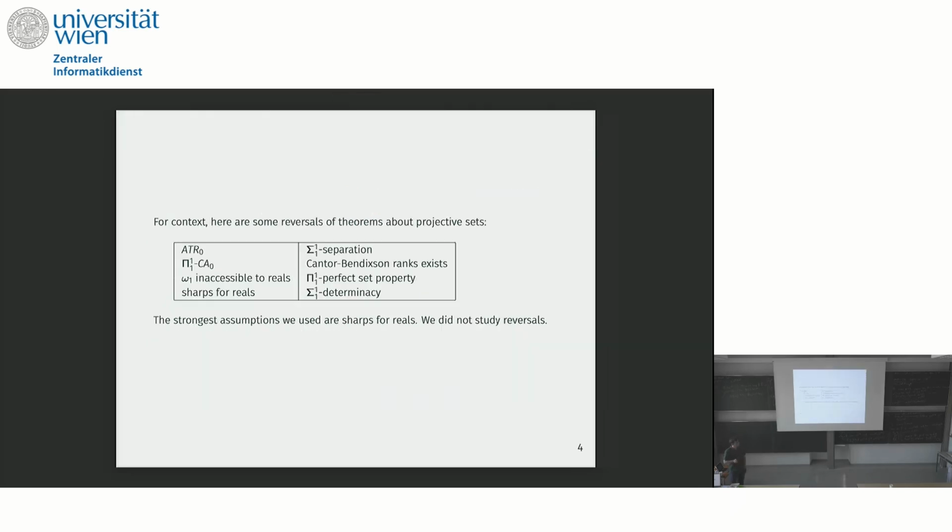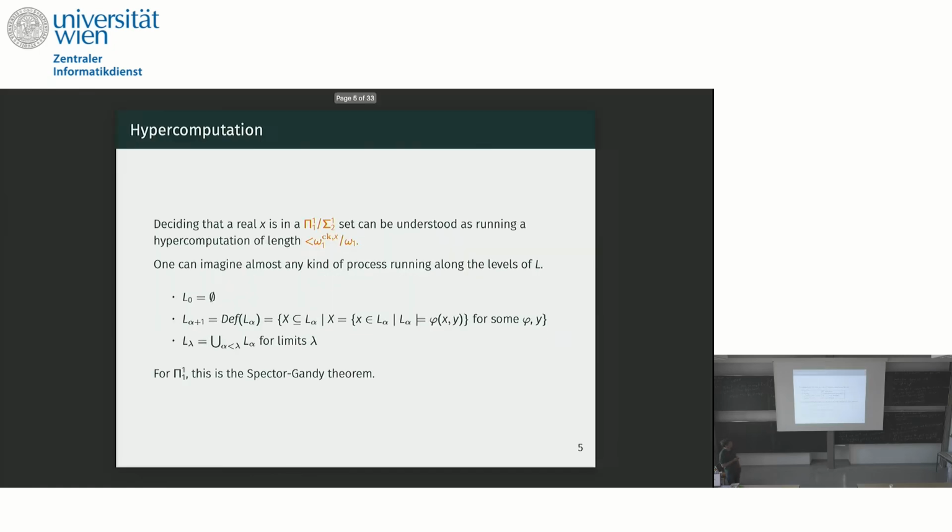All right, so we work with various assumptions, usually in ZFC when we study analytic sets and sigma 1 2 sets. We sometimes need things like sharps for reals. That's the strongest assumption I'm going to use. And actually, we didn't study any reversals, although this conference is on reverse math. So here are just some examples of well-known reversals. For example, the pi 1 1 perfect set property. Now I mean the boldface one means it's actually equivalent to omega 1 being inaccessible to reals. So inaccessible in every L of a real. And then sharps for reals is equivalent to boldface sigma 1 1 determinacy.